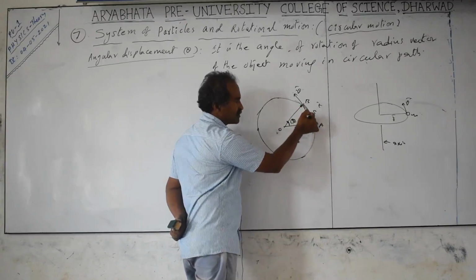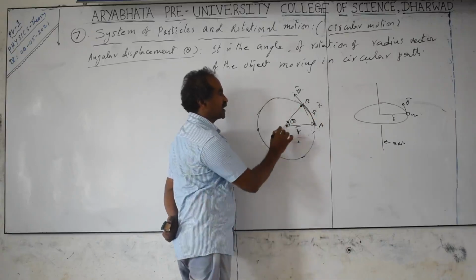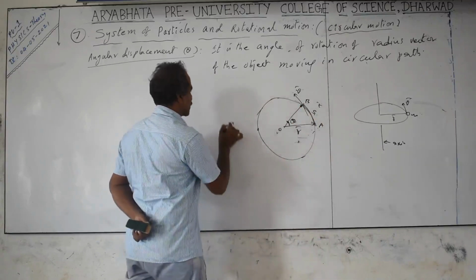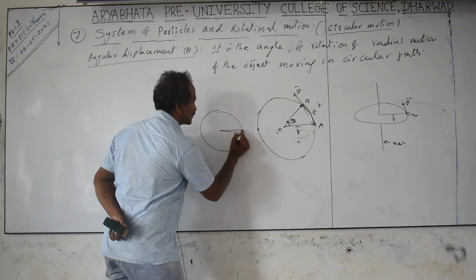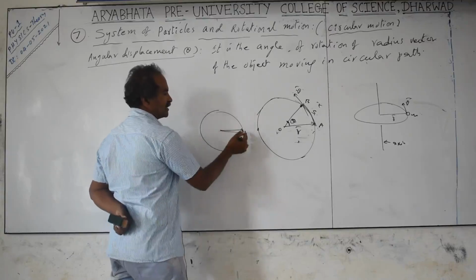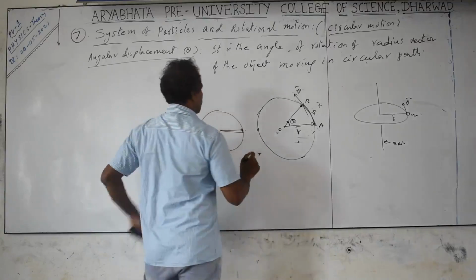We can consider s as a displacement, that is, the shortest distance between A and B is the displacement, provided theta is very small. If you consider very small angles, where the curve is almost a straight line, then distance becomes equal to displacement.